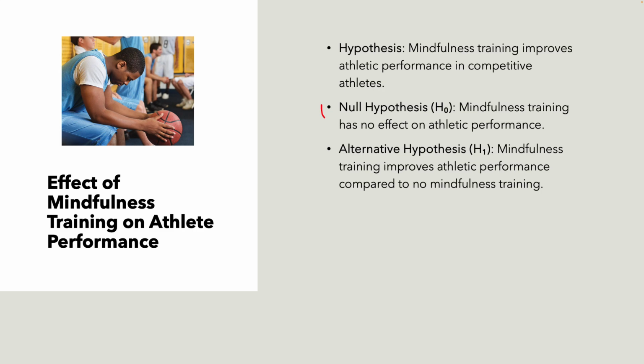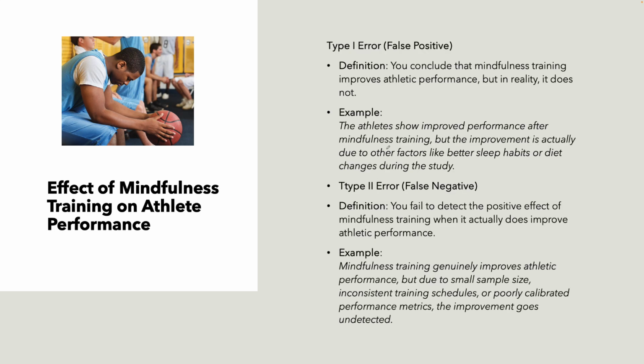Well, here's what that would look like. Here's what a type 1 error would look like. Here's what a type 2 error would look like. So a type 1 error would be you conclude that mindfulness training improves athletic performance, but in reality, it really doesn't. The athletes show improved performance after mindfulness training, but the improvement is actually due to other factors like better sleep habits or dietary changes during the study.